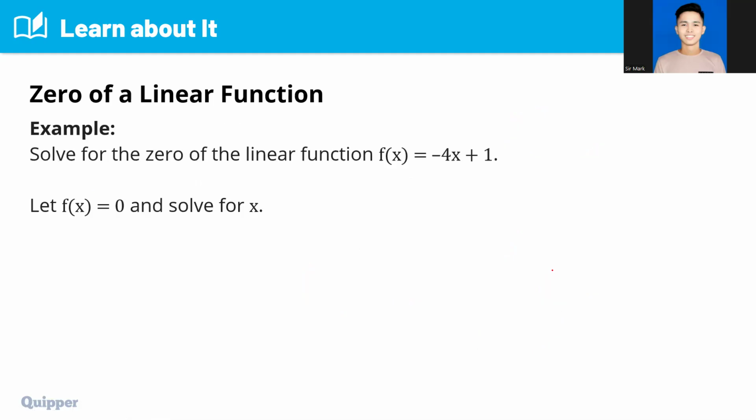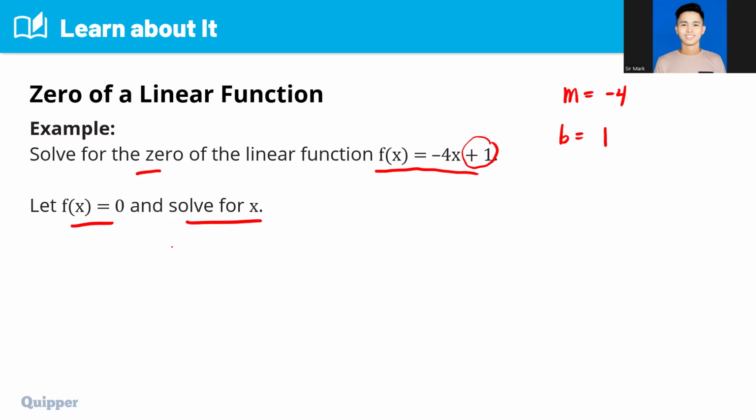For example, solve for the zero of the linear function. The linear function given is f of x equals -4x plus 1. Before we proceed, let's have a recall. When we say slope of the function, it is the numerical coefficient of the term with the variable x. So we have -4. Remember, we have the y-intercept. The y-intercept is the constant term in the given linear function. We have +1. Now, let's solve for the zero. We can solve for the zero as we equate the function to 0. So that's why we let f of x equal 0 as we solve for x.